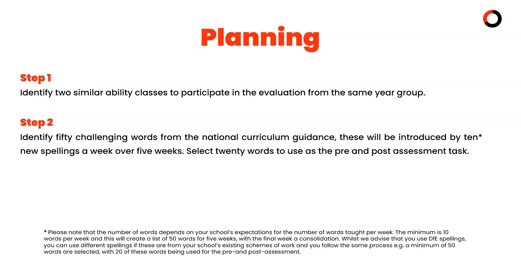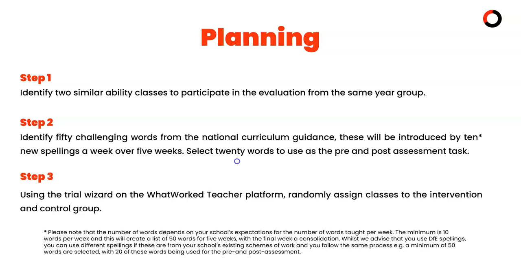Whilst we advise that you use the DFE spellings, you can use different spellings if these are from your school's existing schemes of work and they align with the DFE and you follow the same process, e.g. a minimum of 50 words are selected with 20 of these used for the pre and post assessment. Step 3. Using the trial wizard on the What Works Teachers platform, randomly assign classes to the intervention and control group.